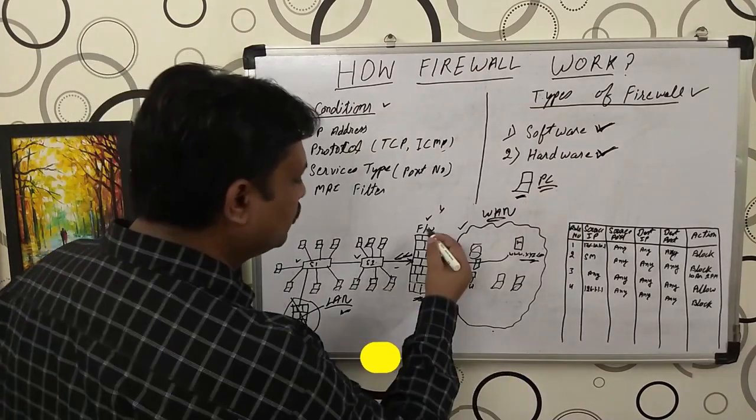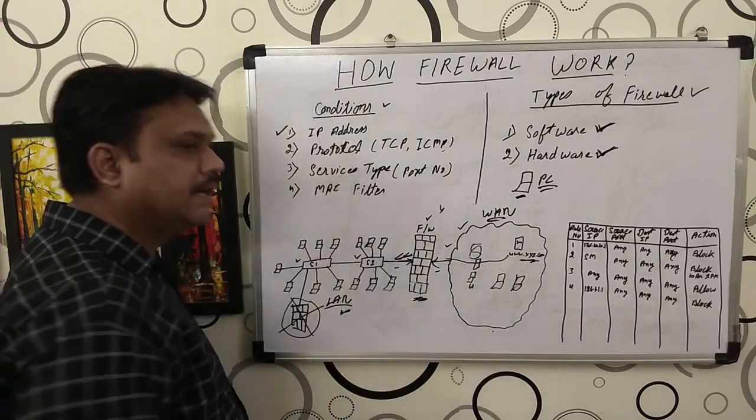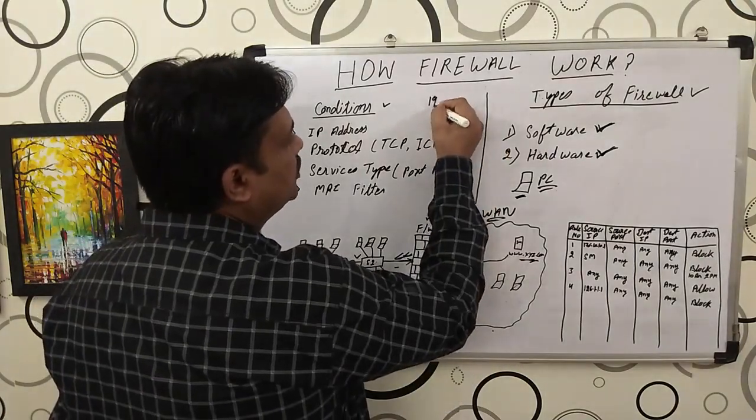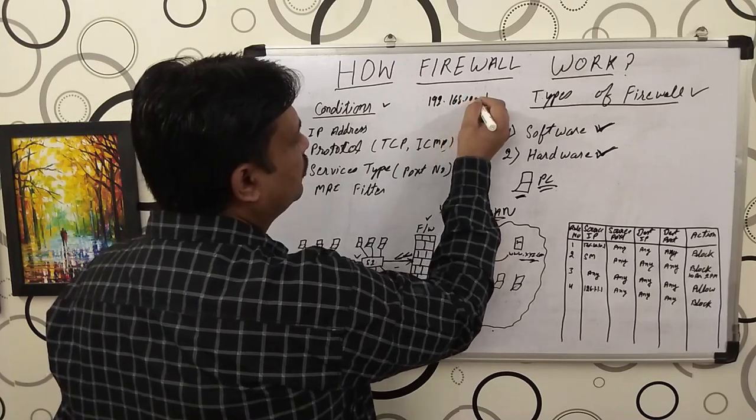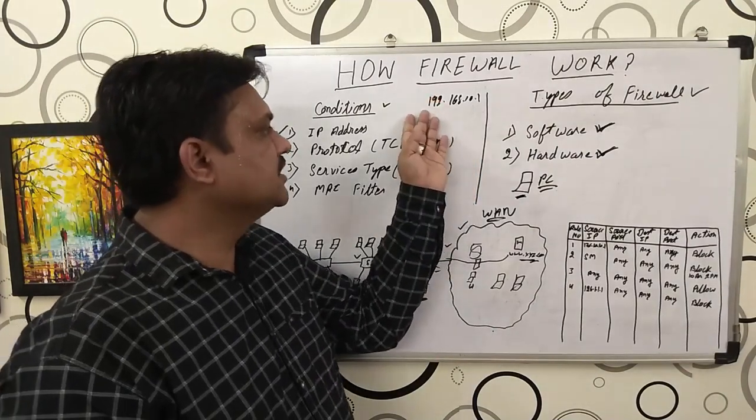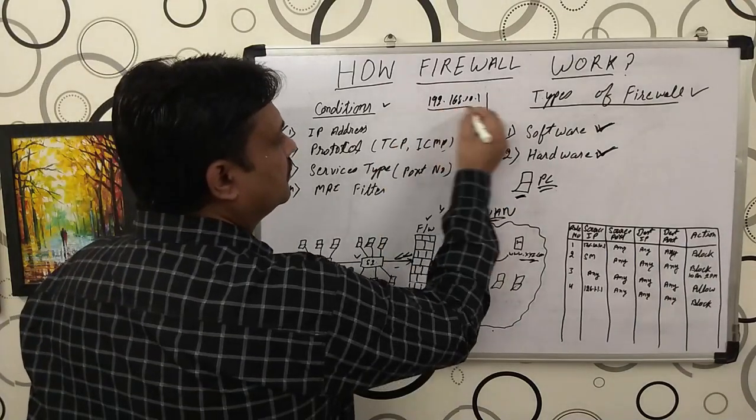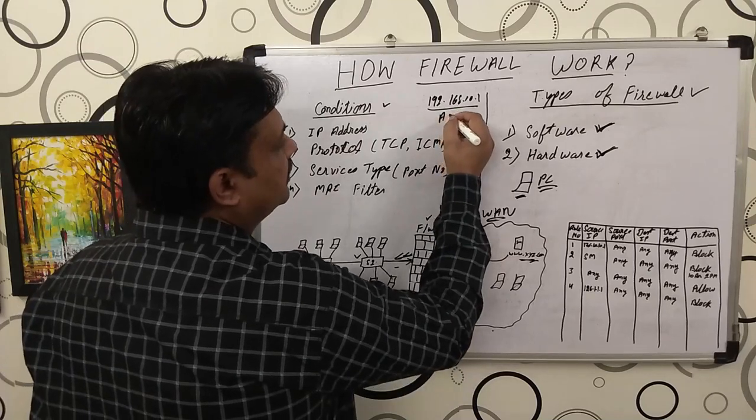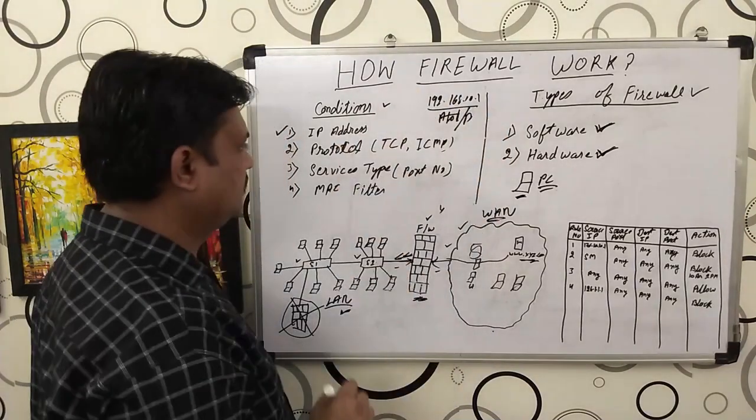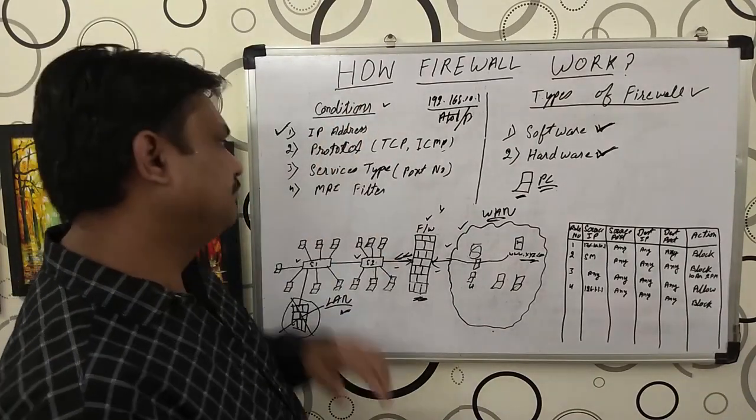So what are the conditions you can configure in the firewall? First is the IP address. For example, you have given a condition that if a packet comes with 192.168.10.1, meaning the header information contains this IP address, then allow. So it will allow. If you say block, it will block. So you can filter the traffic based on the IP address.